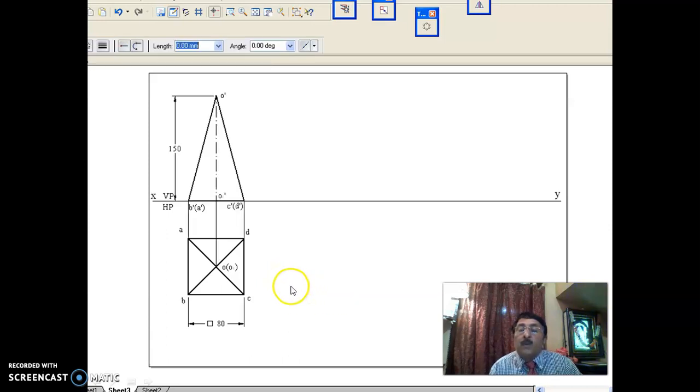Now the corresponding front view will be in this way. Once you write the corresponding front view, this point will become B dash A dash, because when you are looking from here, B is seen, A is not seen, B dash A dash. When you are looking from here, C is the nearer corner, D is the away corner, C dash bracket D dash, and O dash will be the apex.